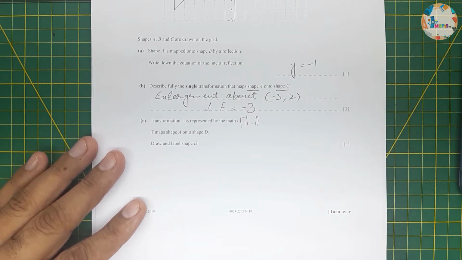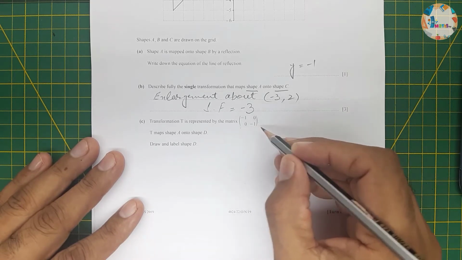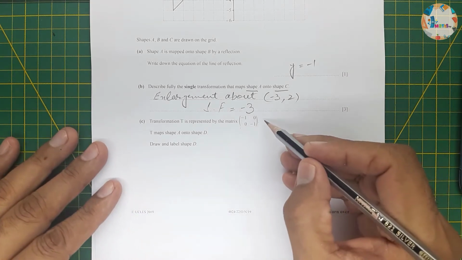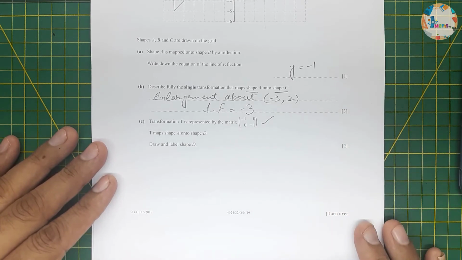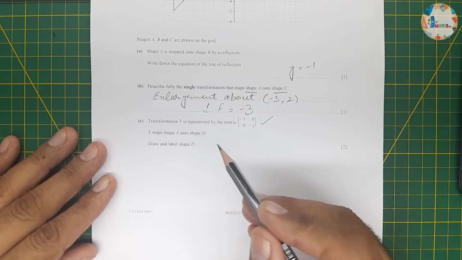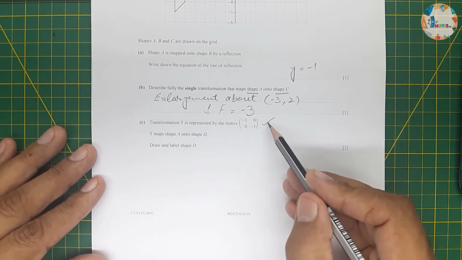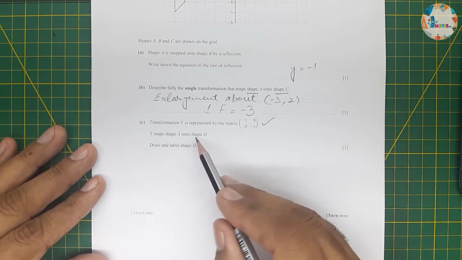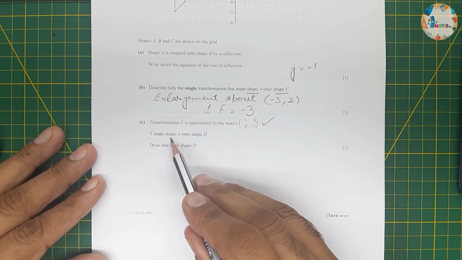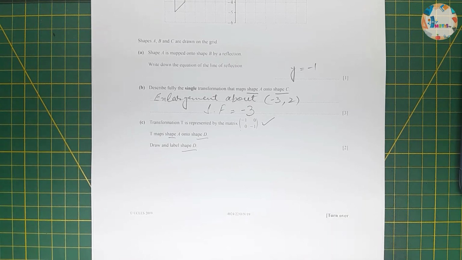So this is done. Transformation T is represented by the matrix minus 1, 0, 0 and minus 1. This is the matrix provided. T maps A onto D. Draw and label shape D. So by this transformation, T maps shape A onto D, and we have to draw the shape D.